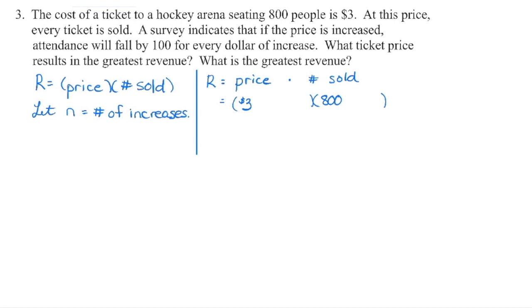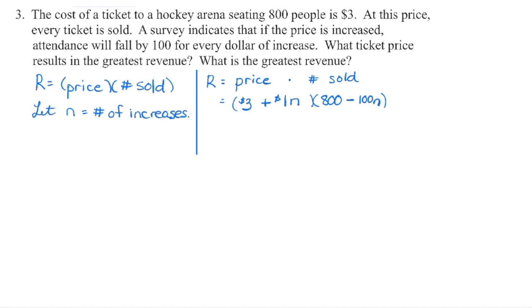In this particular question, if the price is increased, attendance is going to fall by 100 for every dollar of increase. So remember, N is the number of increases. For every $1 increase, we are going to fall by 100, and I need to put that N there. Number one, this is what makes it a quadratic when we FOIL this out. That's going to give us our square term.